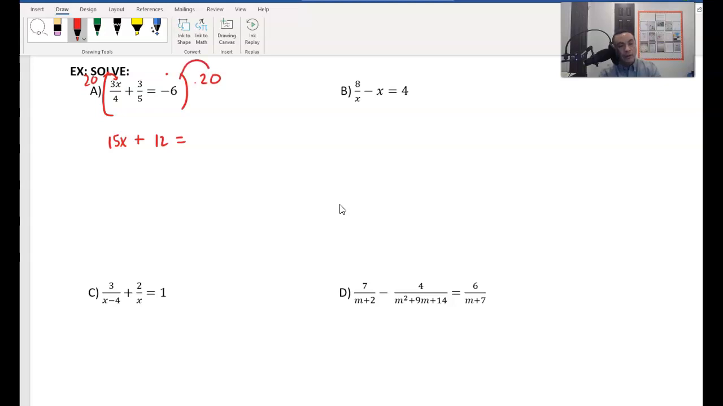And then over here, 20 times negative 6 is negative 120. Now we just go ahead and subtract 12 on both sides. That's 132. And then you divide by 15. So whatever this results in, let me see, 3, 4, 5. I think you can reduce it by 3. So if you reduce it by 3, you're going to get 5 here. You get negative, let me see, 44 fifths. I believe that's the answer right there, negative 44 fifths.